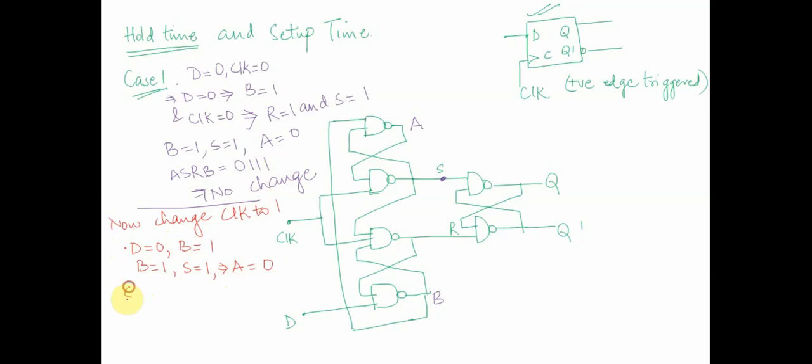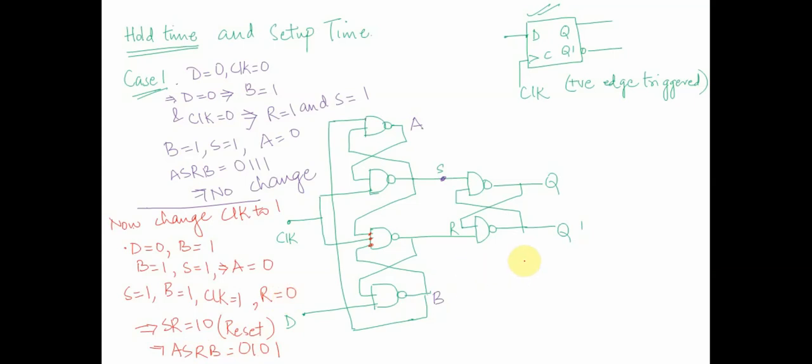Now whenever we have S equal to 1, B equal to 1, and clock equal to 1, what would this imply? R will become equal to 0. Once R becomes 0, S and R are 1, 0. This is a condition of reset, which means my A S R B is now 0, 1, 0, 1.